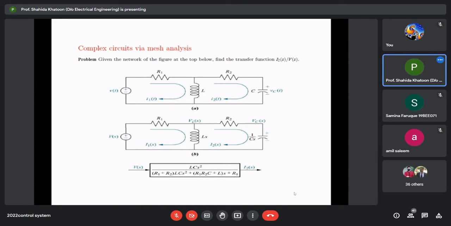Suppose this is the circuit. Okay. So given the network of the figure at the top and below, find the transfer function I2S upon Vs. Please try to solve this problem, and I have given you the solution also.